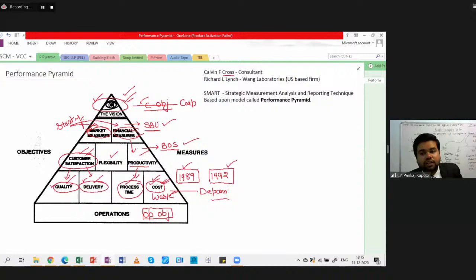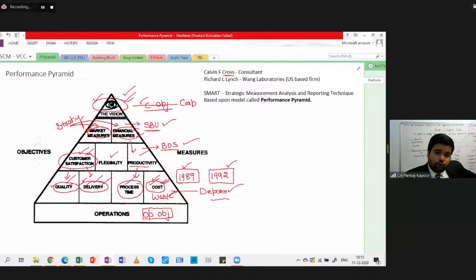Then further, at each plant, they have different departments. In each of the departments, like in the production department, like in the store department, what do they wish to do? They wish to enhance the quality. They wish to enhance the delivery process. They wish to enhance the efficiency, you can say, by reducing the processing time and by reducing the waste.